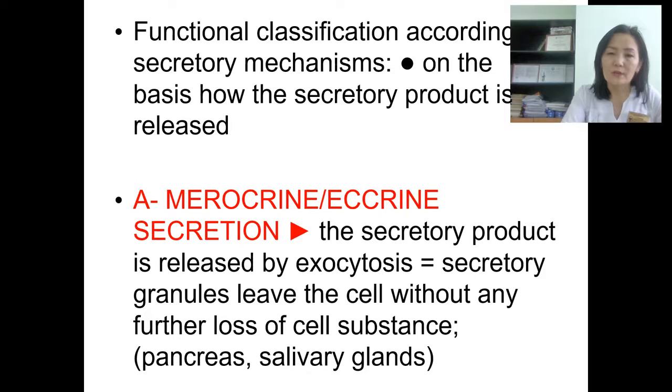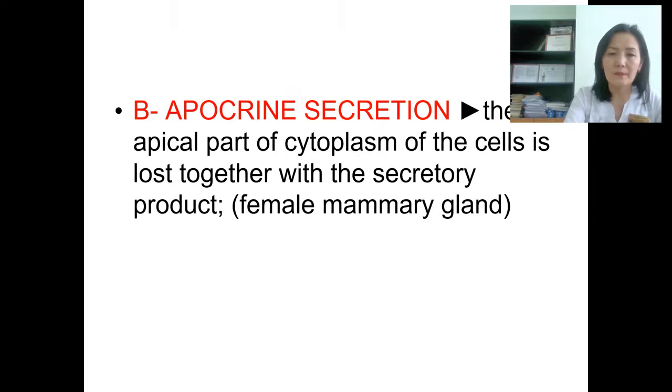Also, according to the secretory mechanisms, we can divide it functionally into three types. First one is merocrine or exocrine secretion. The secretory product is released by exocytosis. Secretory granules leave the cell without any further loss of cell substance. Later I'll show you. Example: pancreas and the salivary glands are merocrine or exocrine glands.